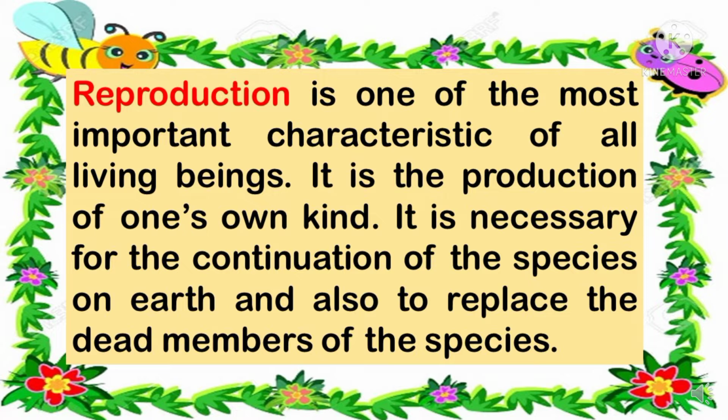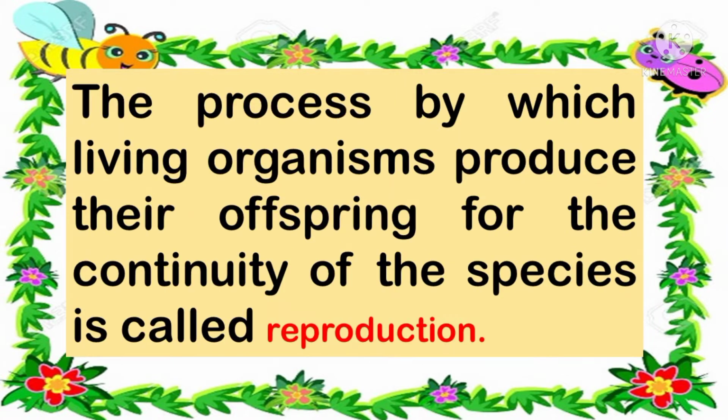Reproduction is one of the most important characteristics of all living beings. It is a production of one's own kind. It is necessary for the continuation of the species on Earth and also to replace the dead members of the species. The process by which living organisms produce their offspring for the continuity of the species is called reproduction.